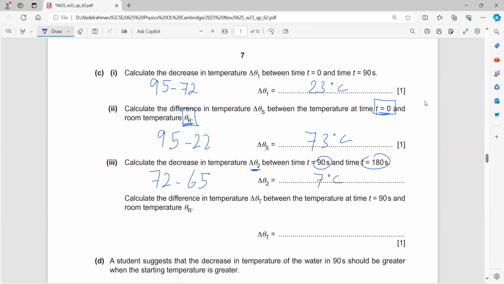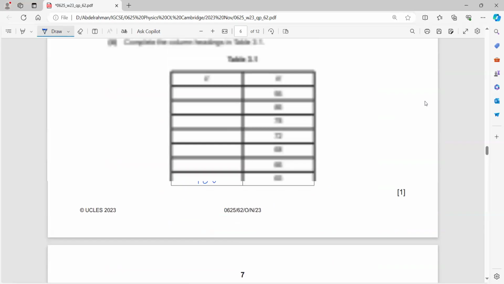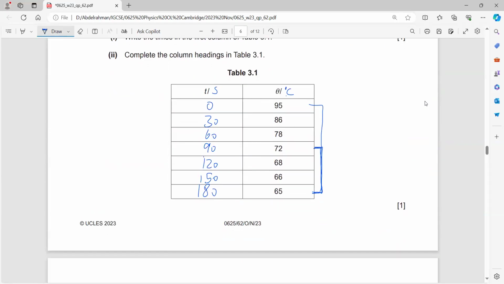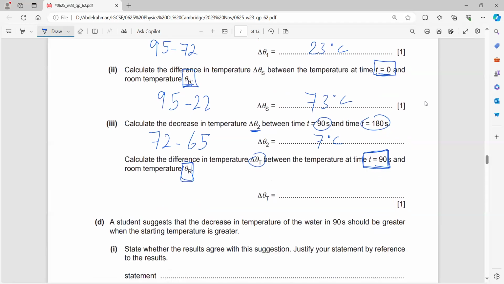Can I find the difference delta theta t between the temperature at 90 and theta r? What was the temperature at 90 seconds? 72, with theta r being 22. So 72 minus 22 is 50 degrees Celsius.